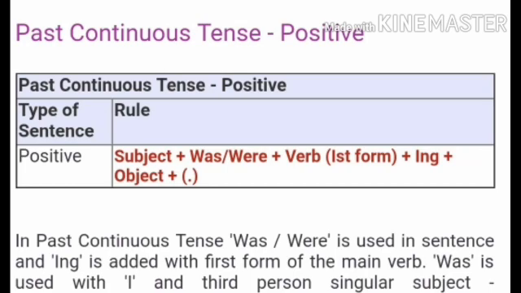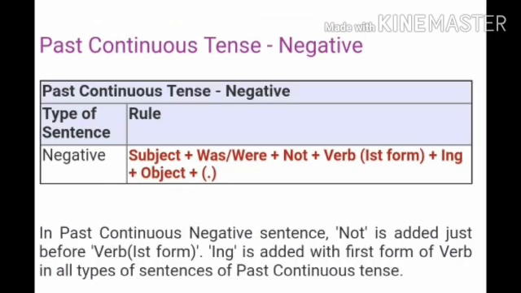Now see how we can form positive sentences by using past continuous tense. The very first thing that we use in positive sentences is subject, and we are going to use was and were as our helping verb, and to show the continuity of any action in any continuous tense we have to use ing form, means first form with ing we use to show the continuity of any action, and after that we use object, and our object is followed by a full stop.